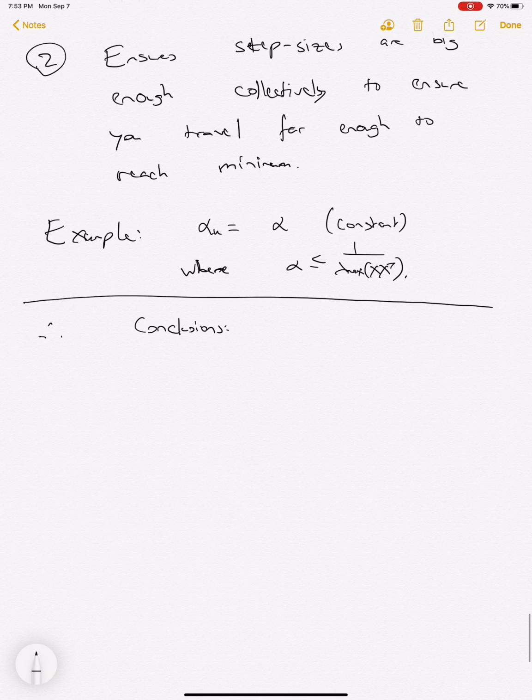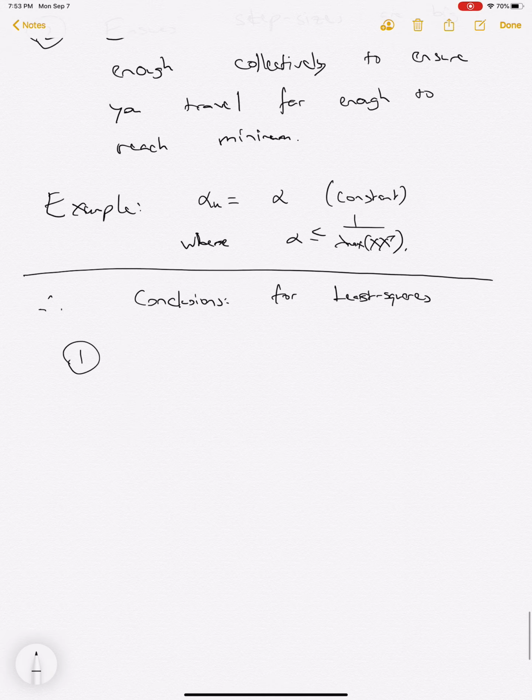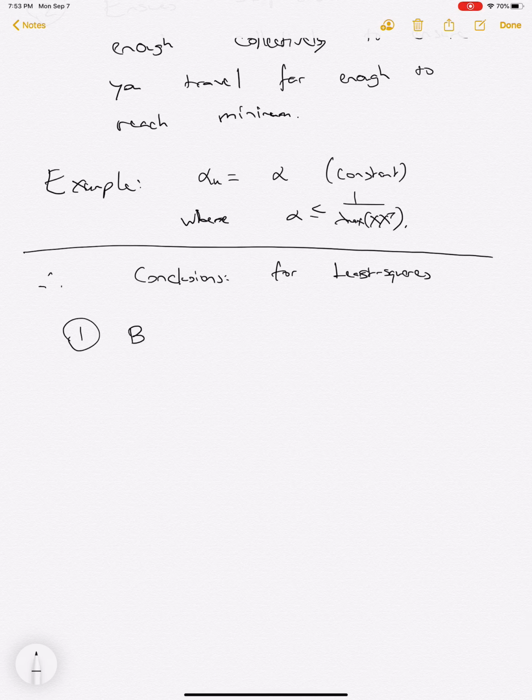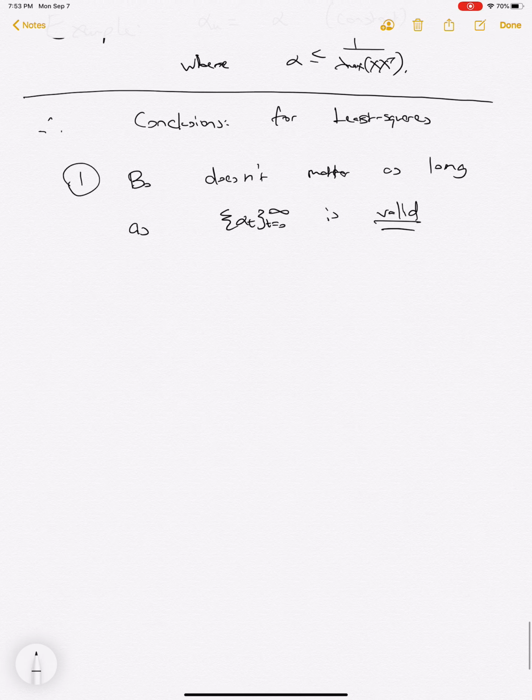So the conclusions that we draw from this for linear systems are that this is for least squares. B0 doesn't matter as long as alpha t is valid. So it's a valid set of sequences.